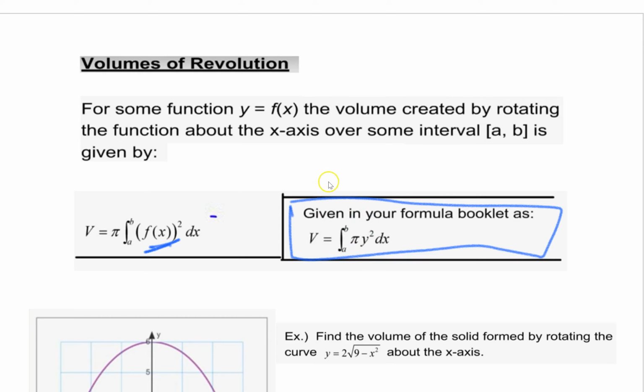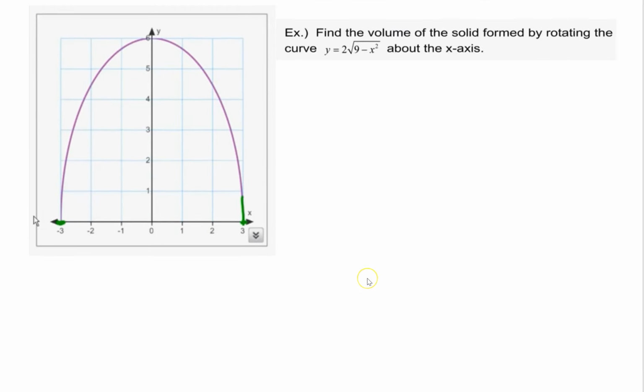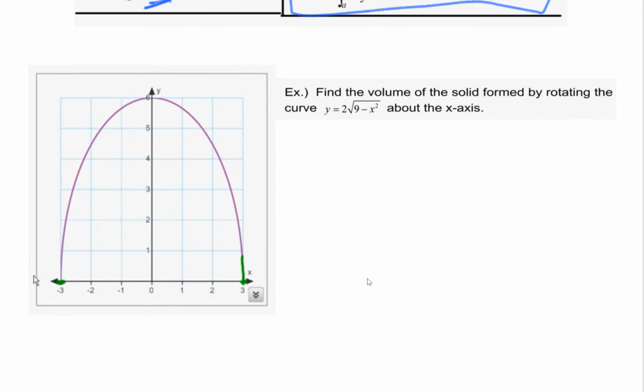You just have to go, okay, if they want me to find the volume of something, I'm going to square the function, times it by pi, and integrate from my limits. So something to this effect: find the volume of the solid by rotating the curve of that. So they want me to find the volume of this thing. So I'm going to integrate it, pi times pi. My limits are from negative 3 to 3.